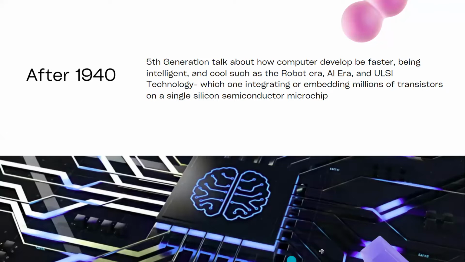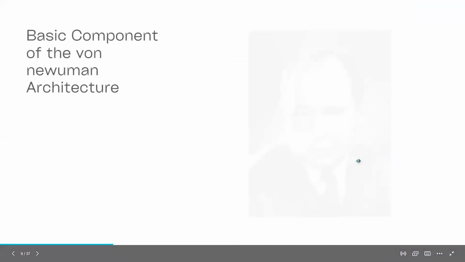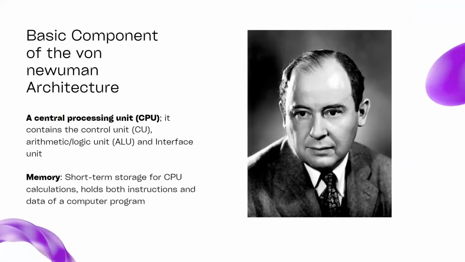And lastly, we talked about the von Neumann architecture. This is John von Neumann. We know that von Neumann has five elements or components of the architecture. There is the central processing unit, or CPU. It contains the control unit, or CU, the arithmetic logic unit, or ALU, and interface unit. And we know about memory. This is a short-term storage for CPU calculations, and holds both instructions and data of a computer program.